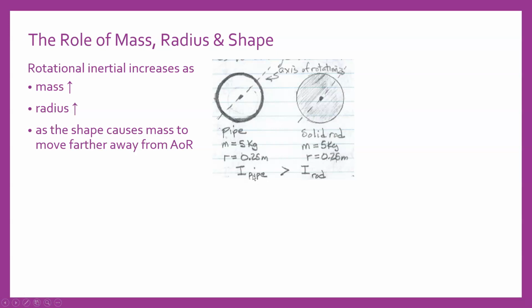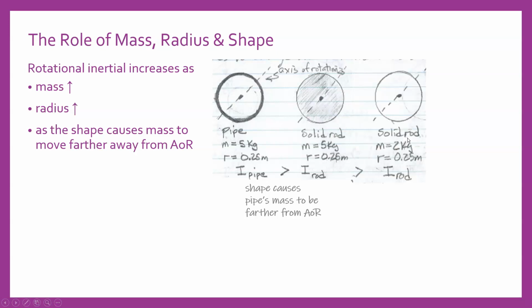So they both have the same mass and they both have the same radius, but the rotational inertia of the pipe is greater than the rotational inertia of the rod, because the shape causes the pipe's mass to be further from the axis of rotation. Here's the axis of rotation, and all the mass is hanging out here at about 0.25 meters away. Whereas in the solid rod, you do have some mass out here, 0.25 meters away from the axis of rotation, but most of the mass is closer than that.